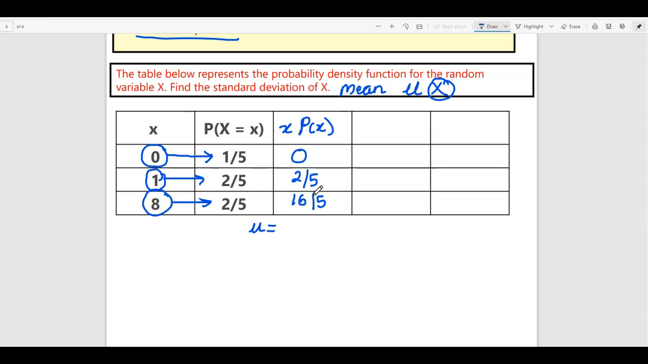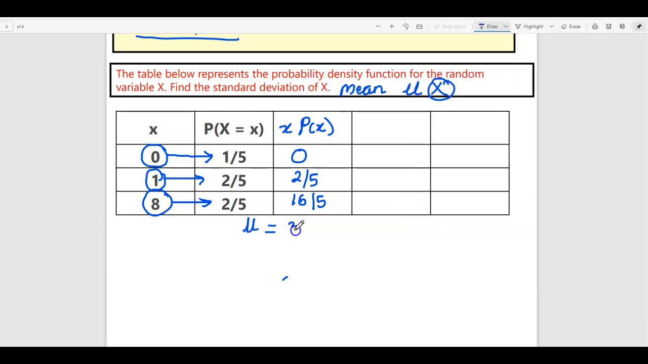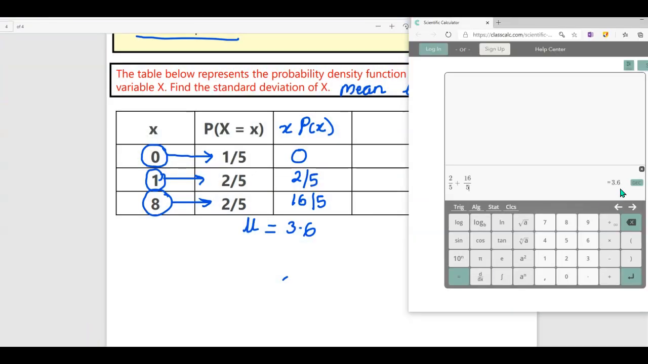So I'm going to go ahead and open up my class calc. I plugged in 2 over 5 plus 16 over 5, and I get 3.6. So my mean is 3.6.